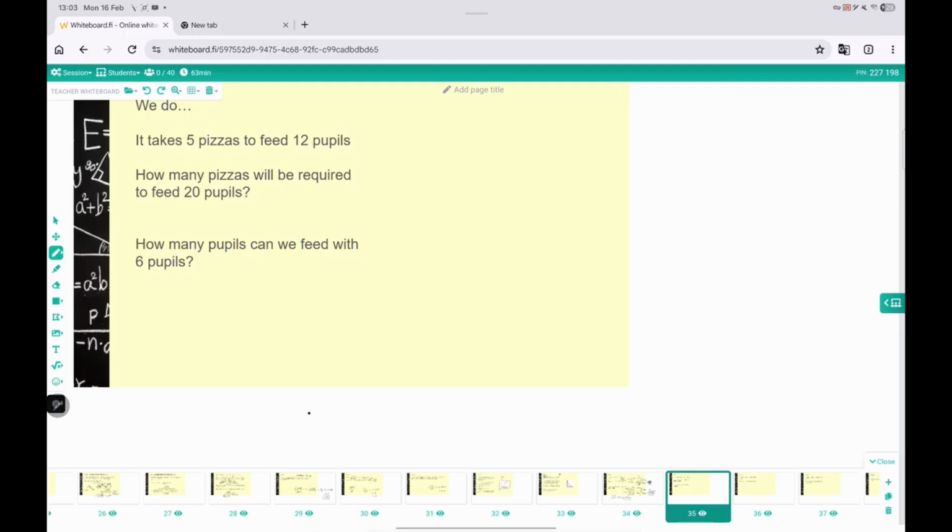Okay, so 5 pizzas feed 12 pupils. I don't know how generous you feel that is, and I'm aware that obviously it depends on how hungry the pupil is, how much they like pizza, but we just assume they're all eating an equal amount of pizza. Okay, so we need to know how many pizzas will be required for 20 pupils.